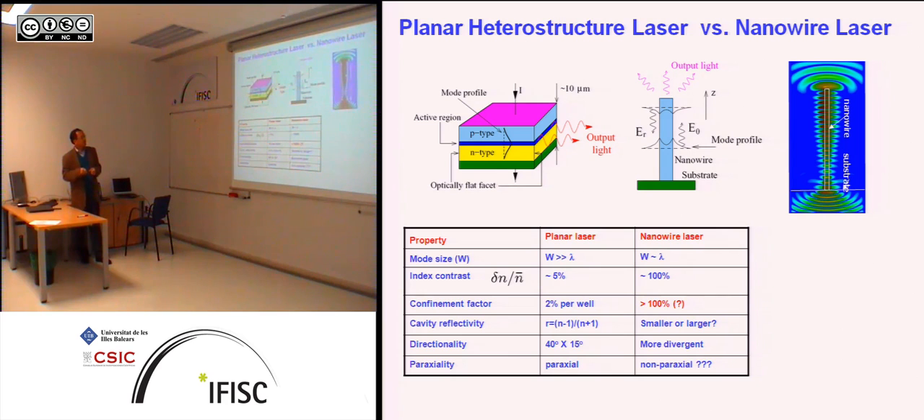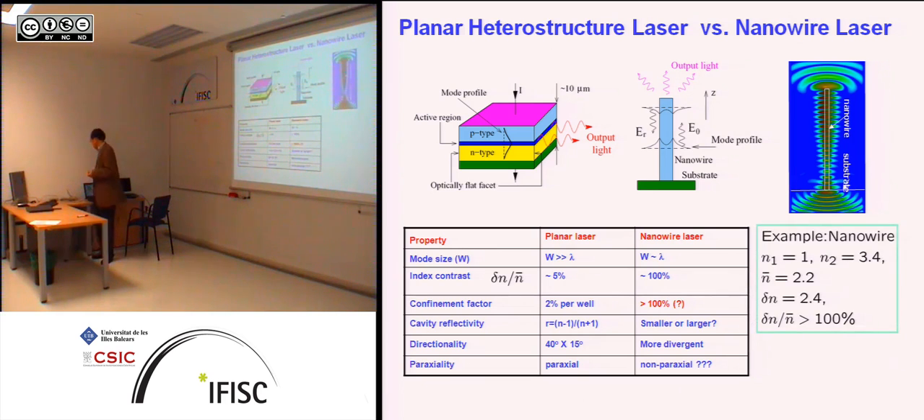But because we are talking about a semiconductor in air, the index contrast is huge. You can work out those numbers. For example, you have a 3.4 index in air, so delta n over n average is over 100%. So the small size and large index contrast put this nanowire automatically in a different regime than our typical semiconductor waveguide. This actually changes the laser behavior a lot. There are many other aspects; one disadvantage is the divergence.